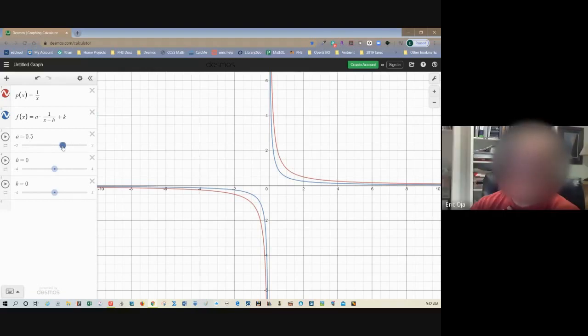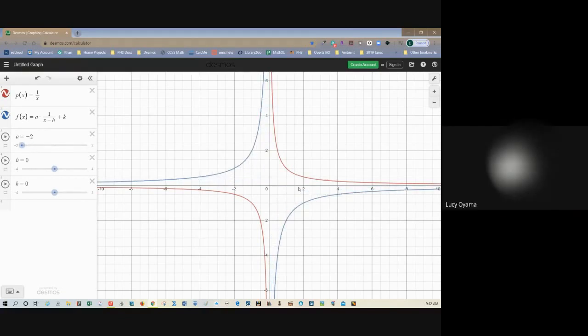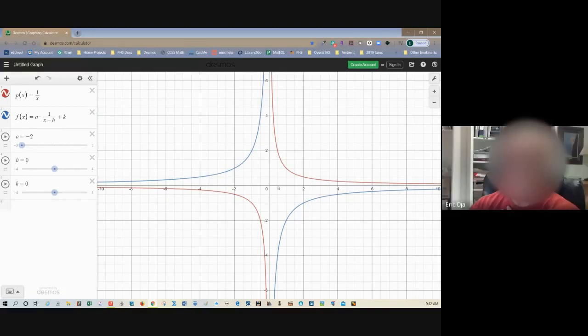If I make a equal to something negative, like -2, well, now I stretched it and flipped it, didn't I? Right? So now instead of going over 1 and up 1, I'm going over 1 and up 1 times -2. So I'm going down 2. Okay?